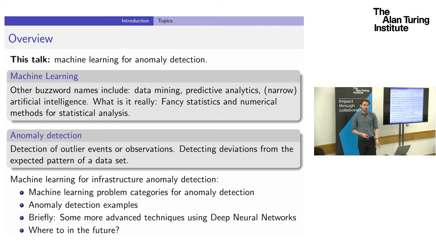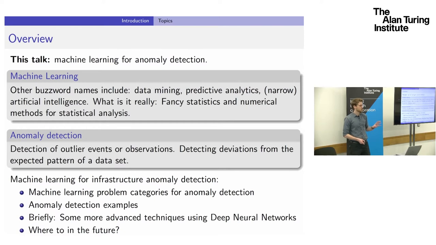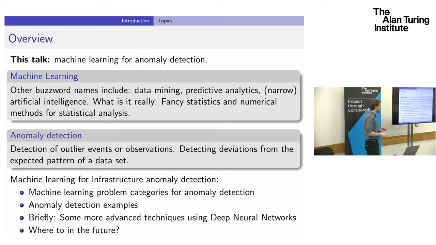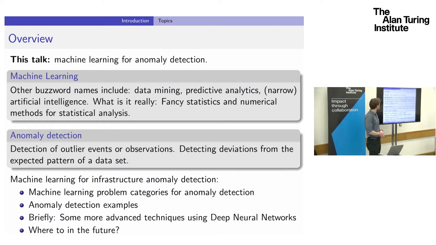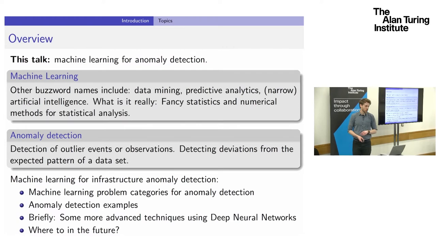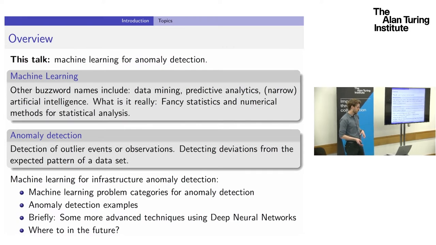So combining in this talk machine learning and anomaly detection, and this is background really, but with some of the new techniques interspersed throughout. And machine learning is a kind of buzzwordy name. It's popular at the moment, but this popularity waxes and wanes. Other names that you may have heard over the years: data mining, predictive analytics, narrow artificial intelligence, but it's statistics, numerical methods applied to data.